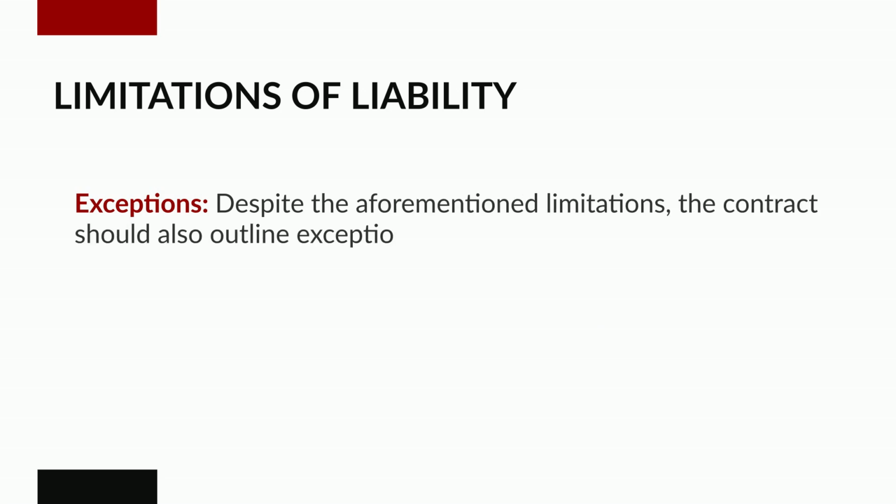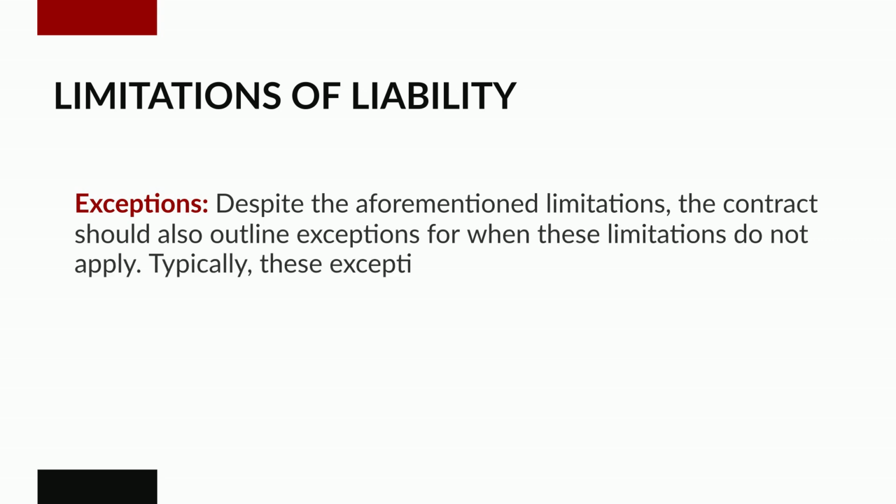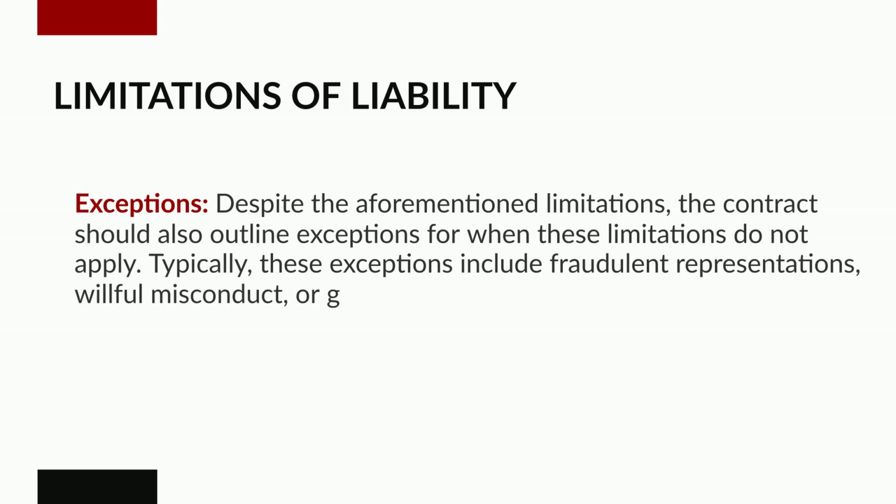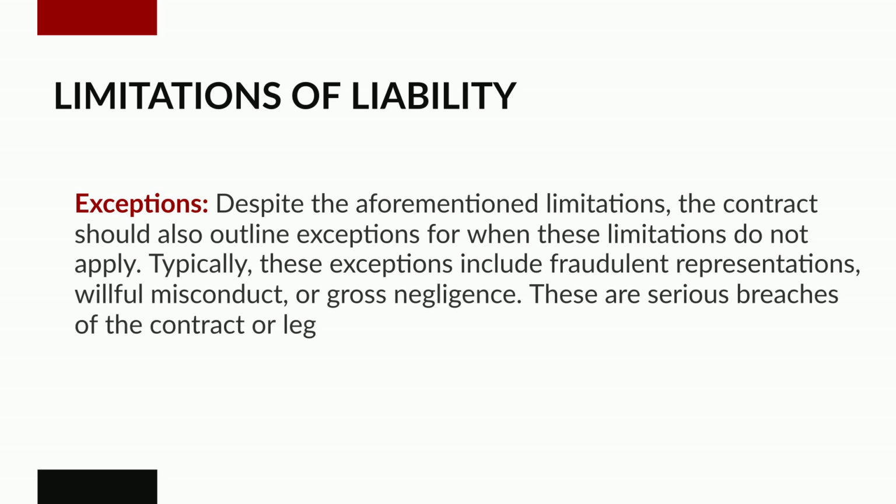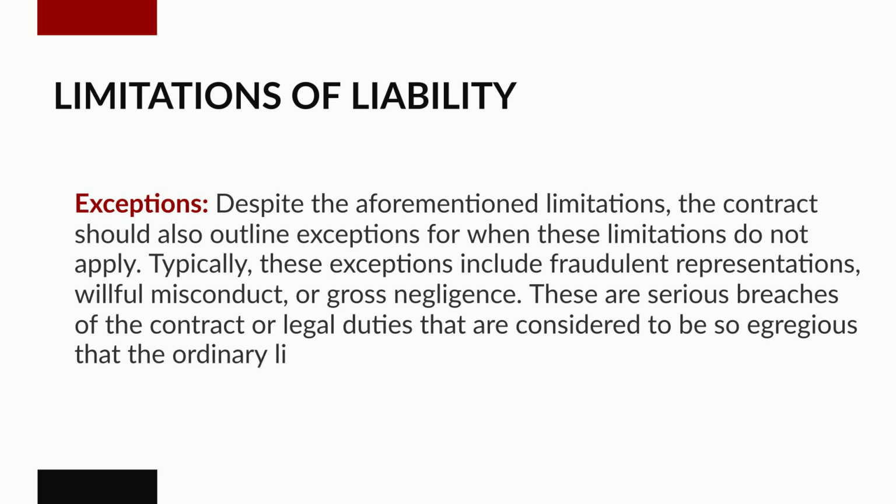Exceptions. Despite the aforementioned limitations, the contract should also outline exceptions for when these limitations do not apply. Typically, these exceptions include fraudulent representations, willful misconduct, or gross negligence. These are serious breaches of the contract or legal duties that are considered to be so egregious that the ordinary limitations on liability do not apply.